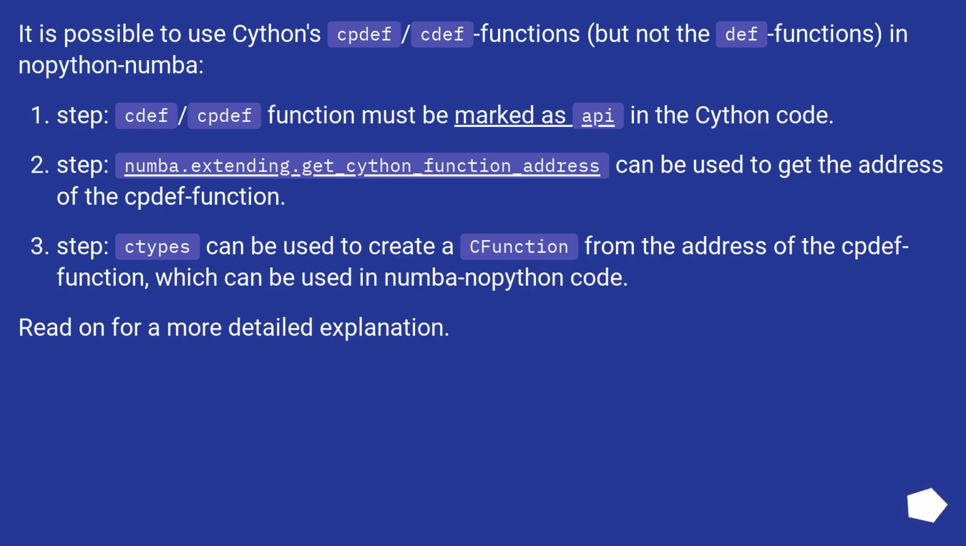It is possible to use Cython cpdef/cdef functions, but not the def functions, in nopython Numba. Step: cdef/cpdef function must be marked as API in the Cython code. Step: numba.extending.get_cython_function_address can be used to get the address of the cpdef function. Step: ctypes can be used to create a function from the address of the cpdef function, which can be used in Numba nopython code. Read on for a more detailed explanation.